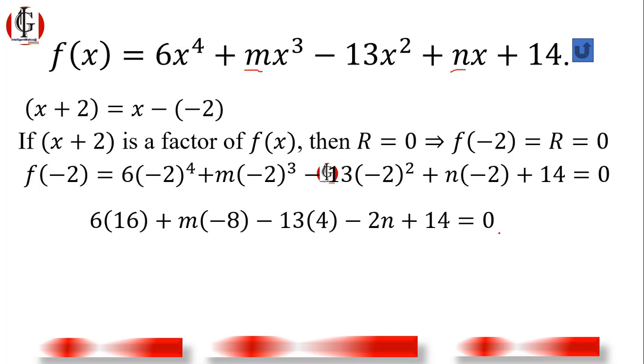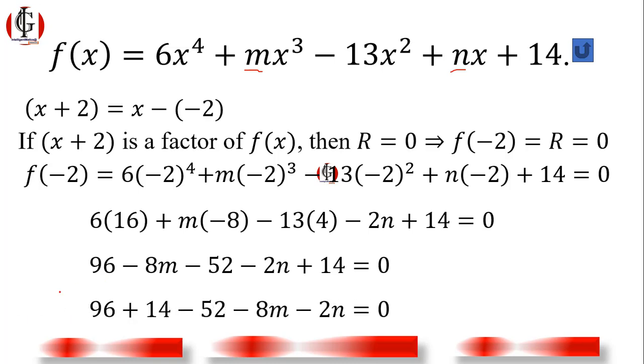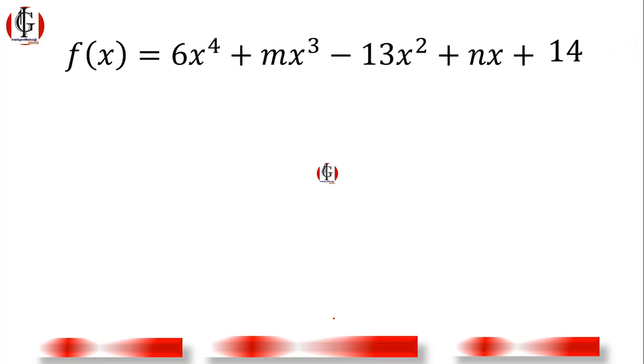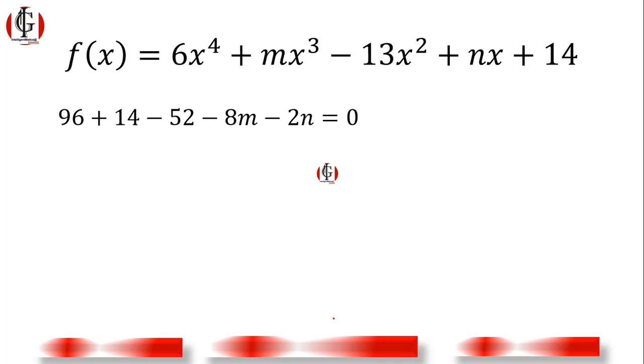So I'm going to have 96 minus 8m minus 52 minus 2n plus 14. So if we collect like terms, we are going to have 96 plus 14 minus 52 minus 8m minus 2n equals 0. We are still using that polynomial, equals 0. So 96 plus 14 will give me 110 minus 52 minus 8m minus 2n equals 0.